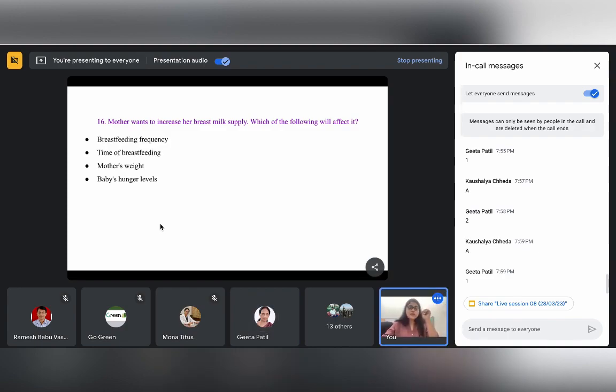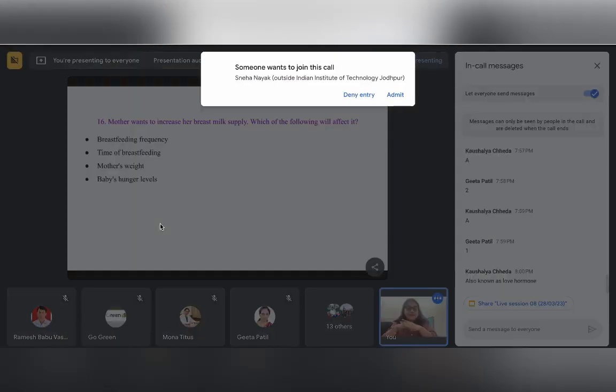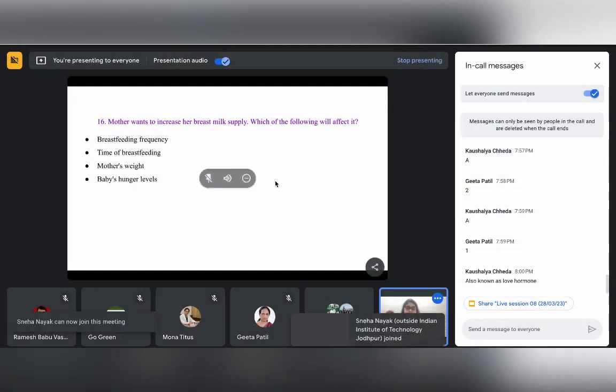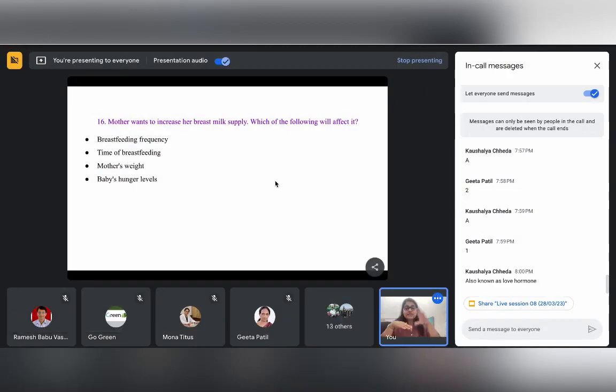It is a hormone. So what happens whenever the baby is suckling? Let us eliminate the options one by one. Baby's hunger levels, mother's weight, and time of breastfeeding can be subjective. But breastfeeding frequency, with the increasing number of breastfeeding episodes, whenever there is suckling, directly mediates that oxytocin pathway.